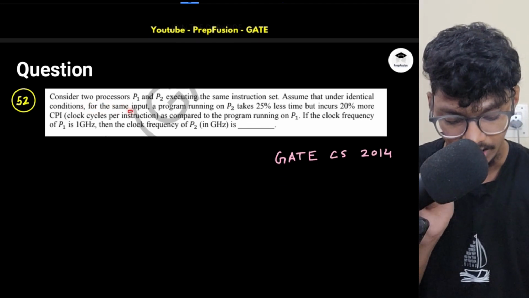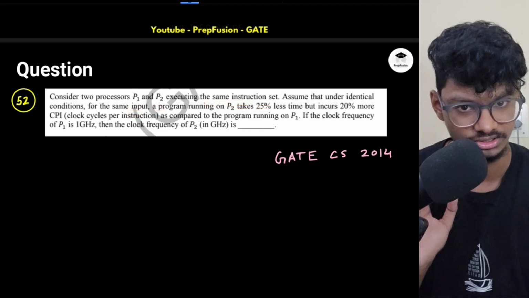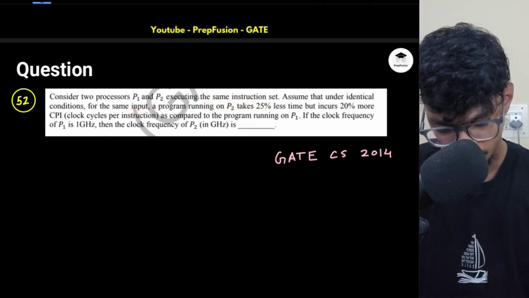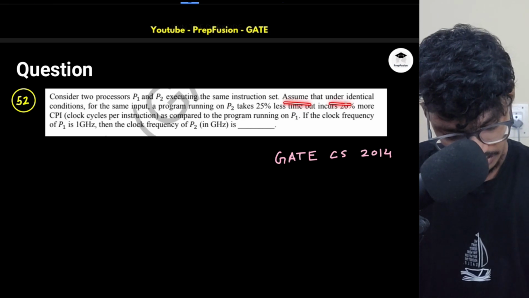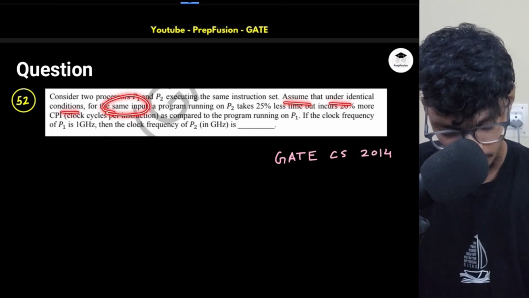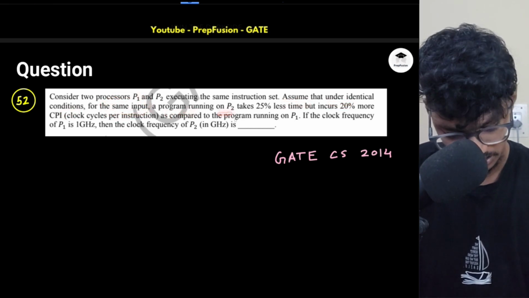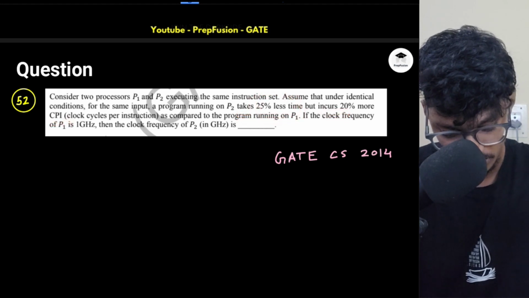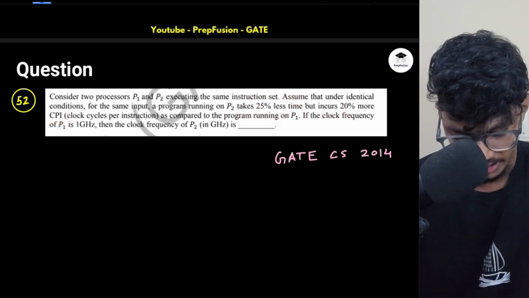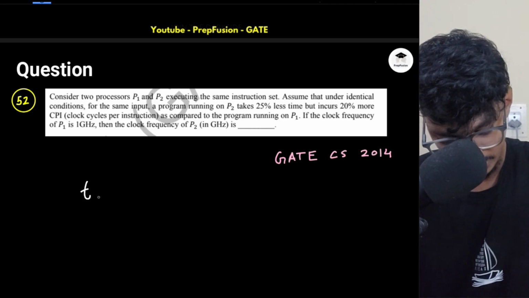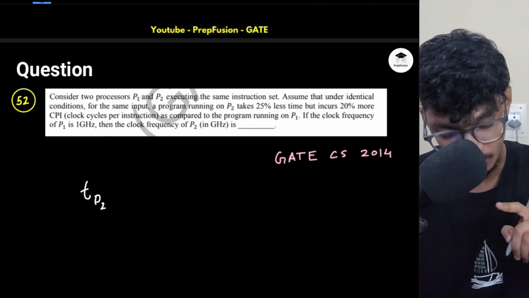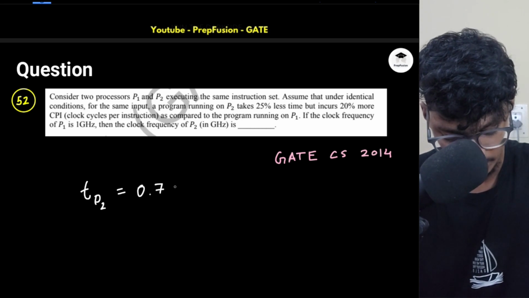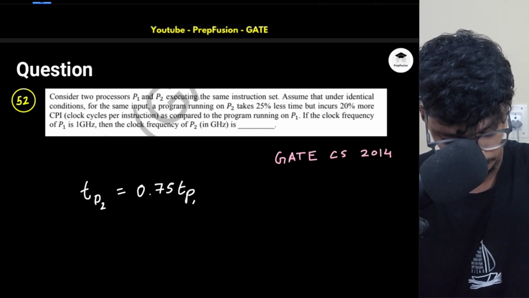Consider two processors P1 and P2 executing the same instruction set. So I am executing the same instructions. Assume that under identical conditions for the same input, a program running on P2 takes 25% less time but incurs 20% more CPI. So if the same program is running on processor P2, it is taking 25% less time. So TP2 is 25% lower than TP1.